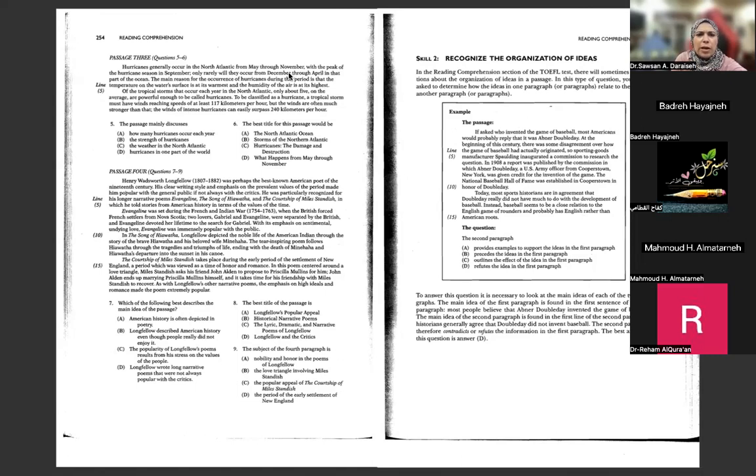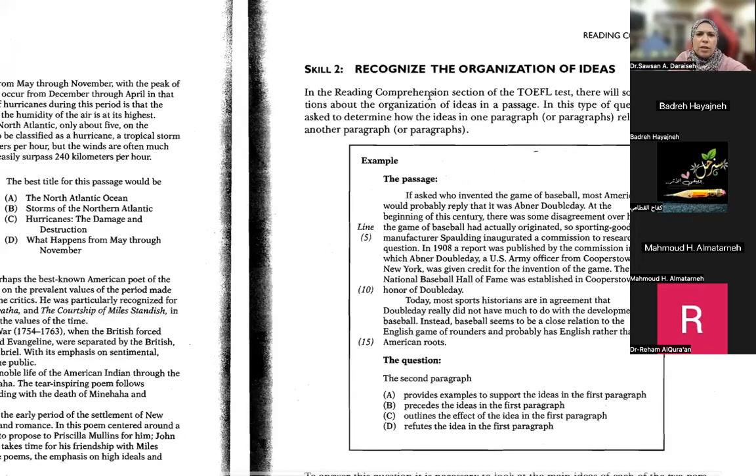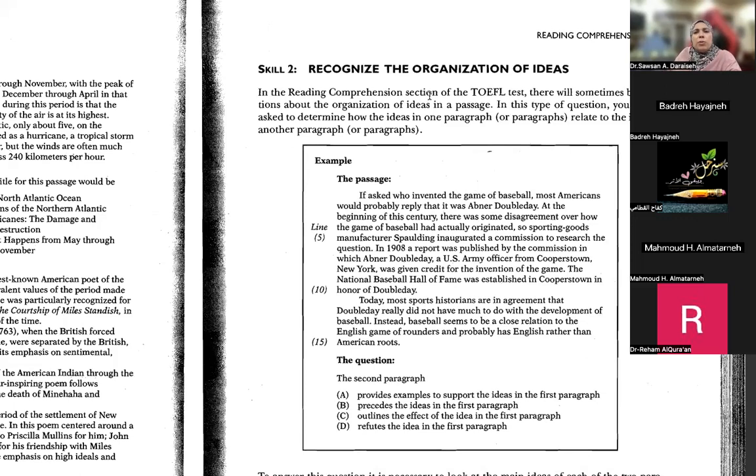Let's see what the writer means by this kind of skill. Let's take a look quickly at this title and try to understand what is meant by it. In the reading comprehension section of the TOEFL test, there will sometimes be questions about the organization of ideas in a passage. In this type of question, you will be asked to determine how the ideas in one paragraph or paragraphs relate to the ideas in another paragraph or paragraphs. What does that mean? Take a look. Let's look at the question quickly.